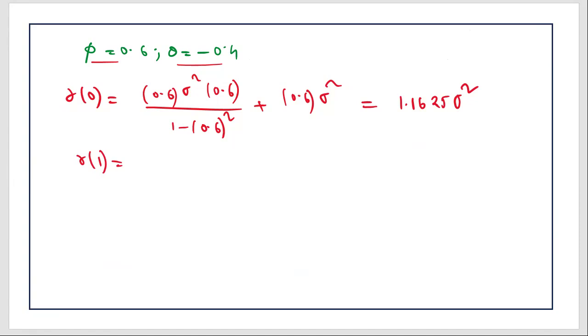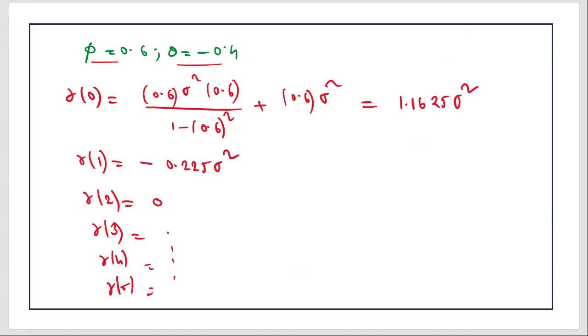In the similar fashion, you will find out what is gamma 1. Gamma 1 will come out to be 0.225 sigma square, and gamma 2 is 0, what we have got in the previous case. In the similar fashion, you can do this for gamma 3, gamma 4, gamma 5, and all the remaining things, right? I am not showing you the calculations, but this is how you have to show this. Now, if you have individual values for gamma naught, then you can simply find out what is rho, that is the autocorrelation function. This will be simply gamma h upon gamma naught.